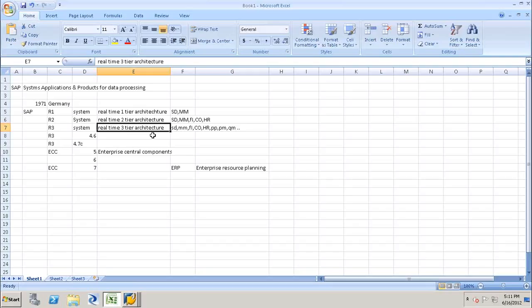So that's a client-server architecture. Then what is the meaning of real time? Real time is live. That means a customer can log into the R3 system and create a sales order, and see it immediately. I created a sales order in the SAP ECC system, and I can see the transaction live, immediately.